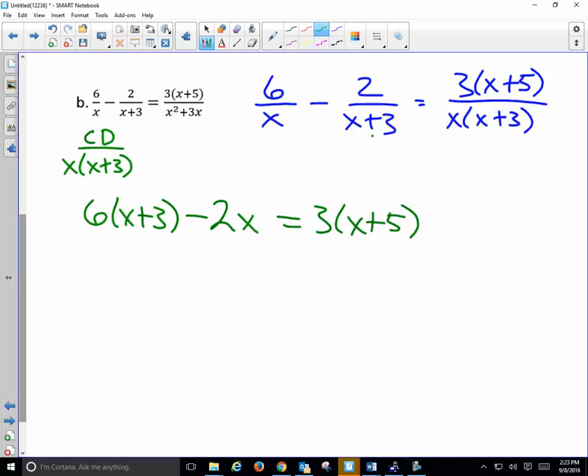Is that an equation we can now solve? I'm not going to say that this is simple, but it's a heck of a lot easier than looking at that, isn't it? And we did it by simply identifying the common denominator and multiplying through. So I distribute: 6x plus 18 minus 2x is 3x plus 15. What can you combine over here? 6x and the negative 2x make 4x.